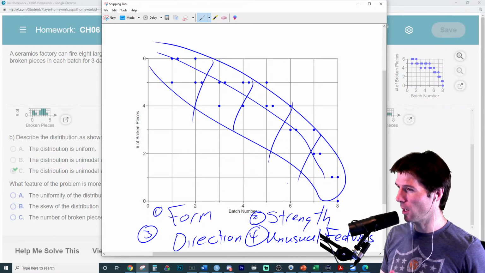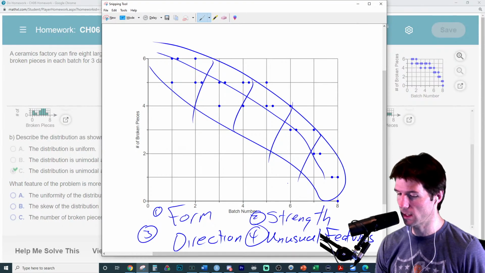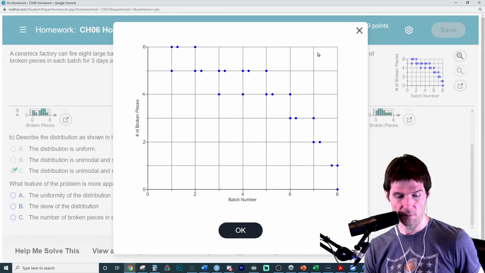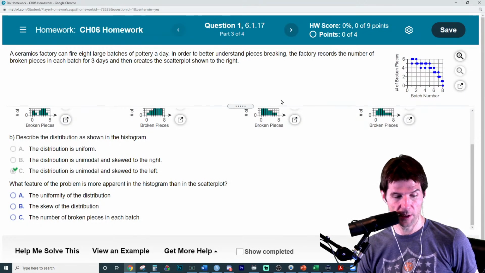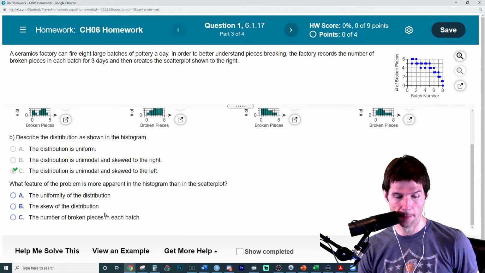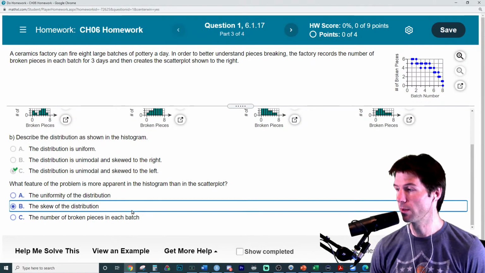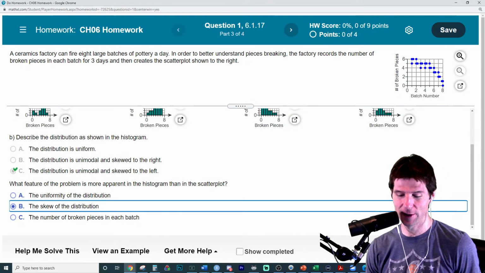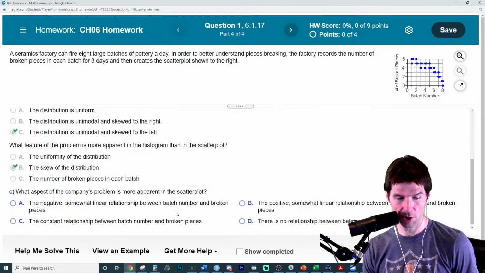Make sure you can look at a scatter plot and talk about those 4 key concepts and how they come into play. So what kind of features is more apparent in the histogram? The histogram is going to show us the skew, the shape. Hey, Roger, good to see you here. The histogram is going to show us the shape.